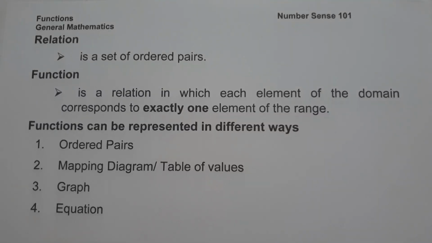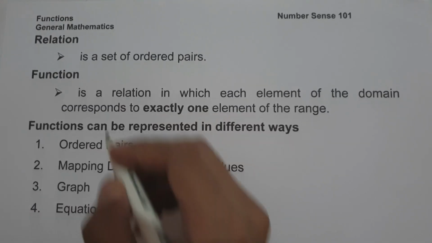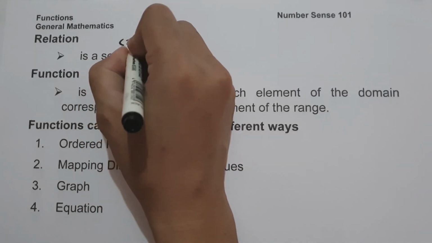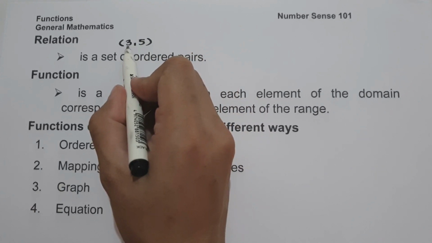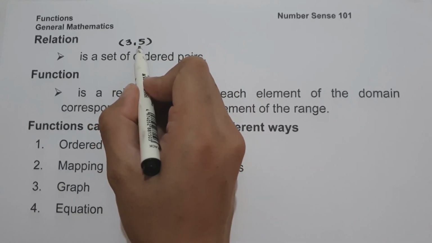For today's video, we are going to talk about what functions are, and we are going to explain everything in detail. So let's start with the definition of relation. When we say relation, it is a set of ordered pairs. For example, (3, 5) is an example of an ordered pair. 3 is the domain and 5 is the range.